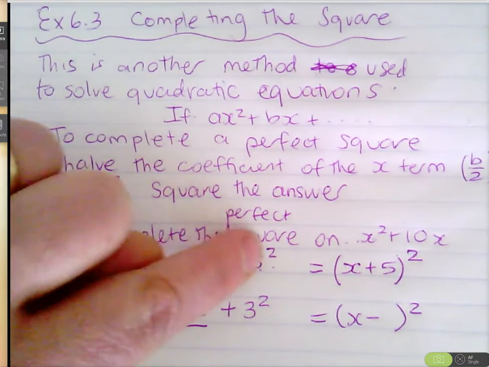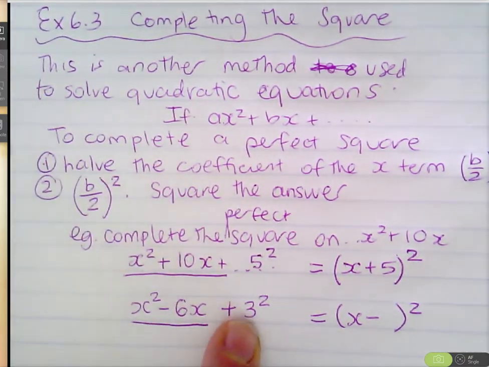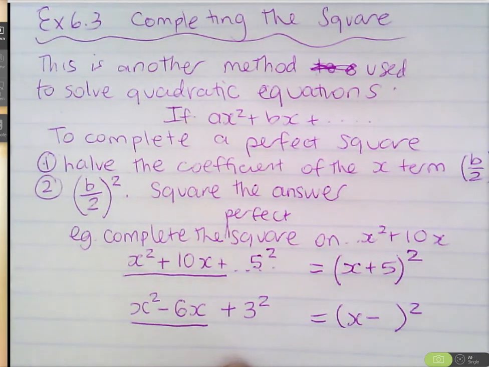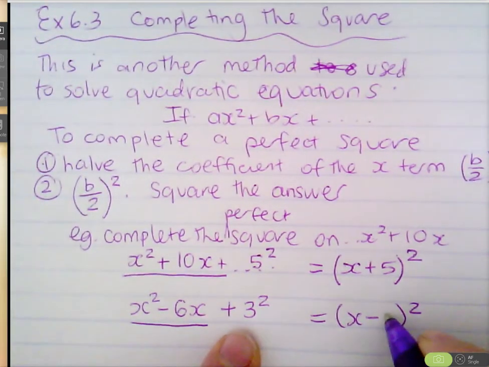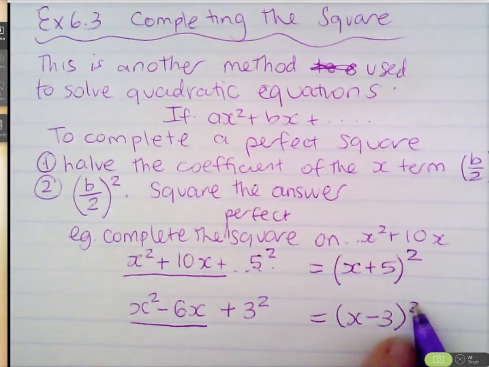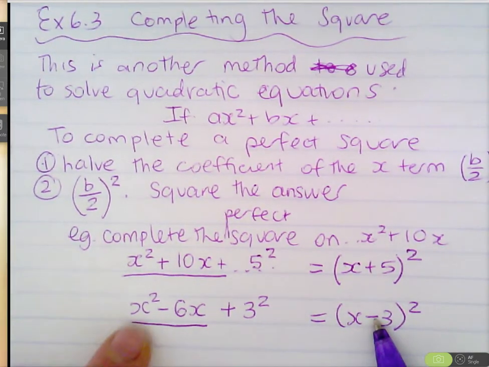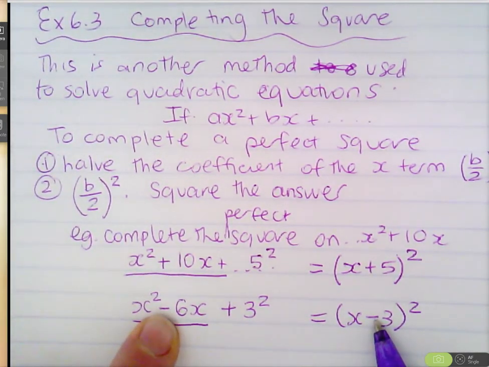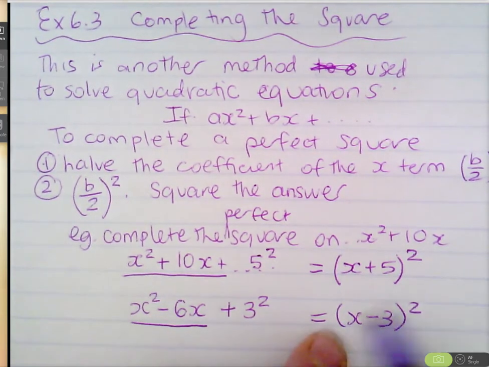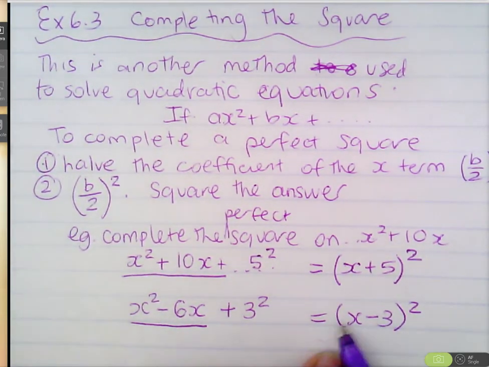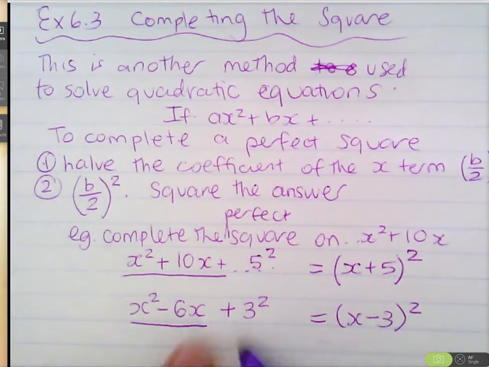I could have just written 25 there, and I could have written 9 there, but I like to write it as plus 3 squared because it lets me know that this is x minus 3 squared. You know that this is a minus because you've got the minus 6x there. So we go x squared minus 2 times 3 times x plus 3 squared, which is 9.